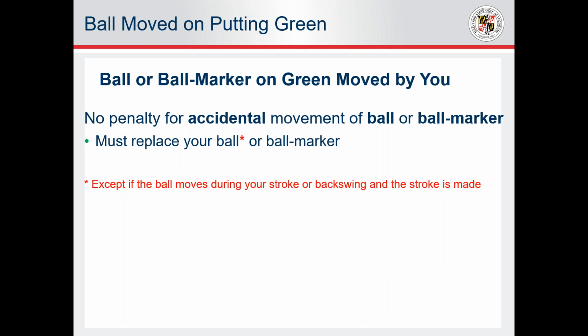Ball moved on the putting green, and we're going to get into some of those questions James had earlier. Ball or ball marker on putting green moved by you. There's no penalty for accidental movement of a ball or ball marker, and you must replace your ball or ball marker. This gets back to any accidental movement. So if you're being careless and you walk around and your ball marker sticks to your shoe, that's accidental. You accidentally bump the ball before you putt, that's accidental. You get off the hook, no penalty, but you've got to replace the ball back on the spot.